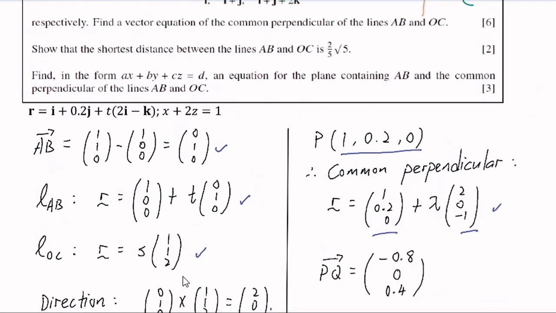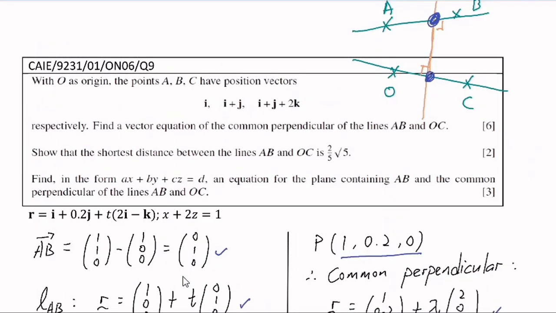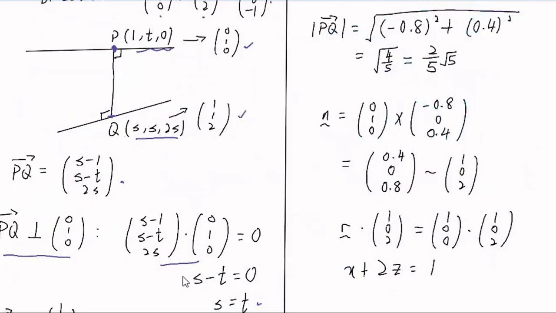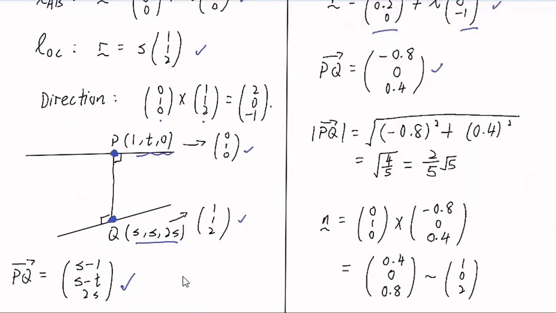Part 2: show that the shortest distance between the lines AB and OC is 2√5 over 5. Just now, we let it be PQ. For PQ, we already have the vector of it, so we just have to substitute in the S and T that we found just now, and then find the length of it. The length of the vector PQ is the shortest distance between the two lines. So this uses what we found in the earlier part.